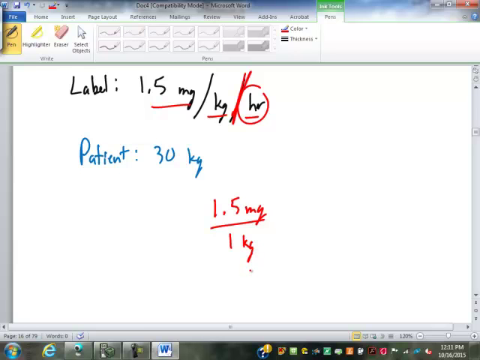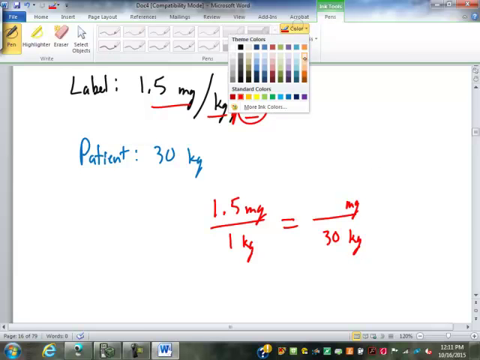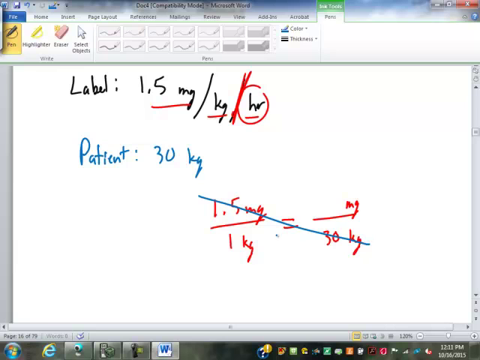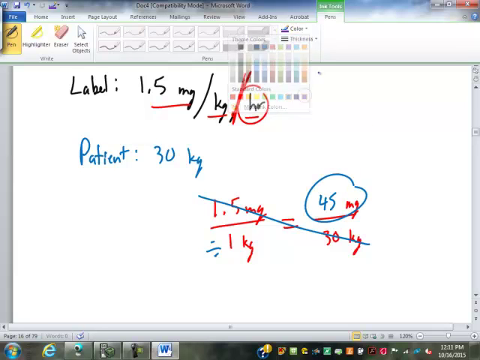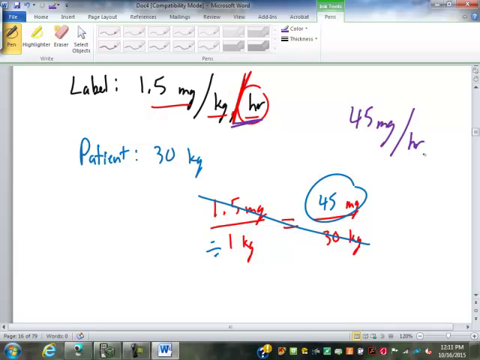Now, the easiest way to do this is to use a proportion. How many milligrams would that be for 30 kilograms? Cross multiply and divide. 1.5 times 30 is 45. Divided by 1 is 45. That would be 45 milligrams. So this patient would receive 45 milligrams. You got to remember that it is still per hour.